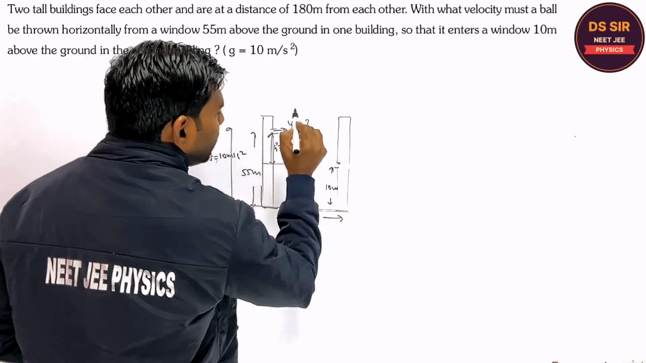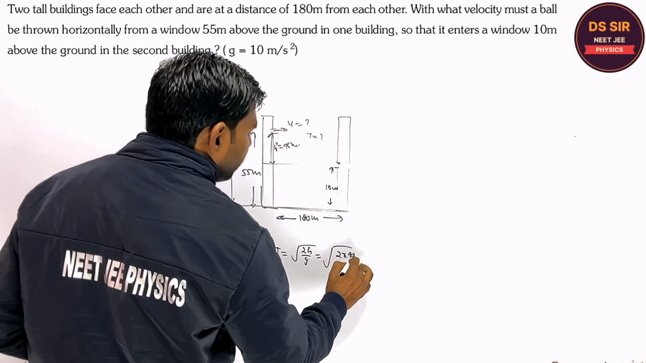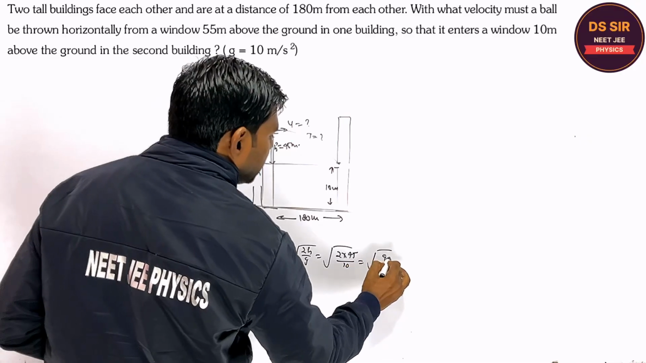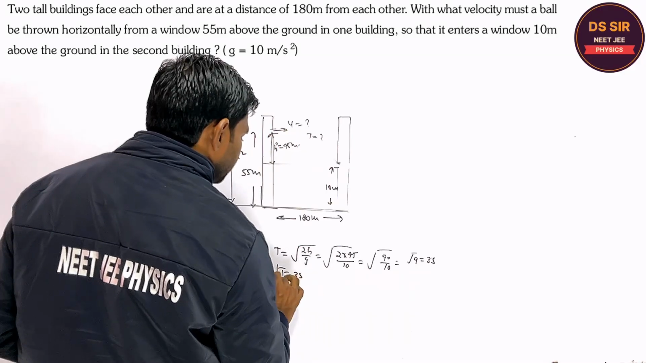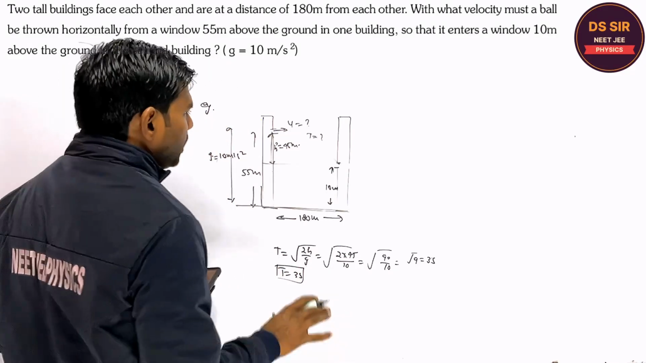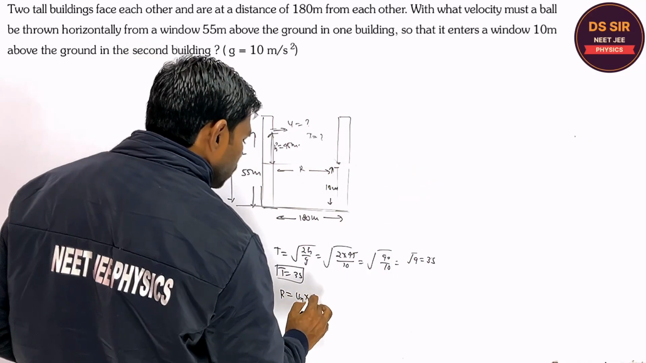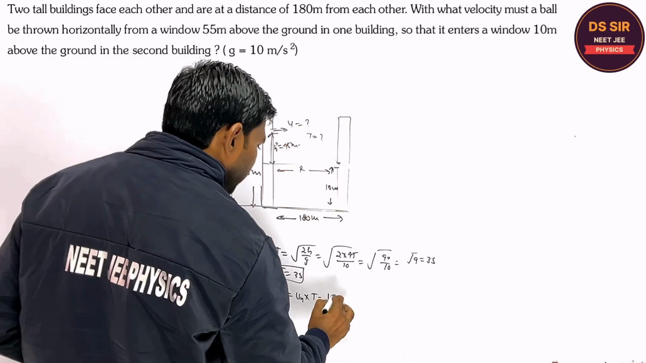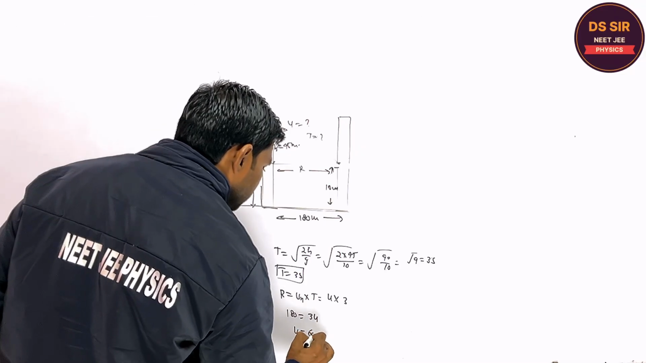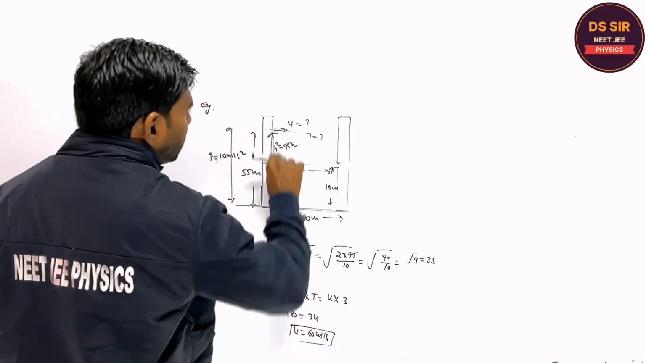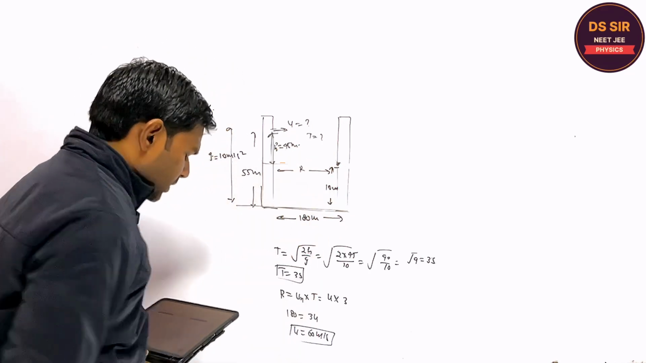So can you find the time of flight now? Yes, time of flight is root of 2h upon g. H is 45 and g is 10. This is 90 upon 10, which is root 9, which is 3 seconds. T is equal to what? Say 3 seconds. It is clear or not? Now, if you consider the horizontal range, the range is Ux into total time. The Ux you have to find, the total time is 3 and the range is 180. So 180 is equal to u into 3, so u is equal to 60 meter per second. So this is the speed, 60 meter per second, right? This is the answer. Copy this.